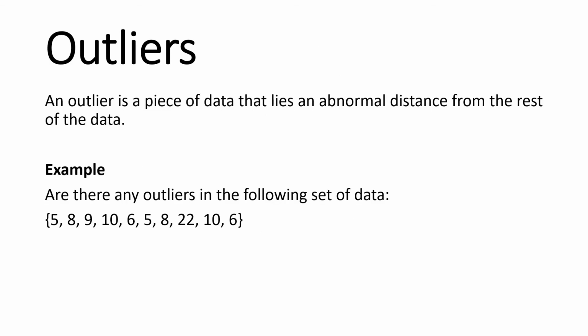Outliers. An outlier is a piece of data that lies an abnormal distance from the rest of the data. Let's have a look at an example. Are there any outliers in the following set of data?